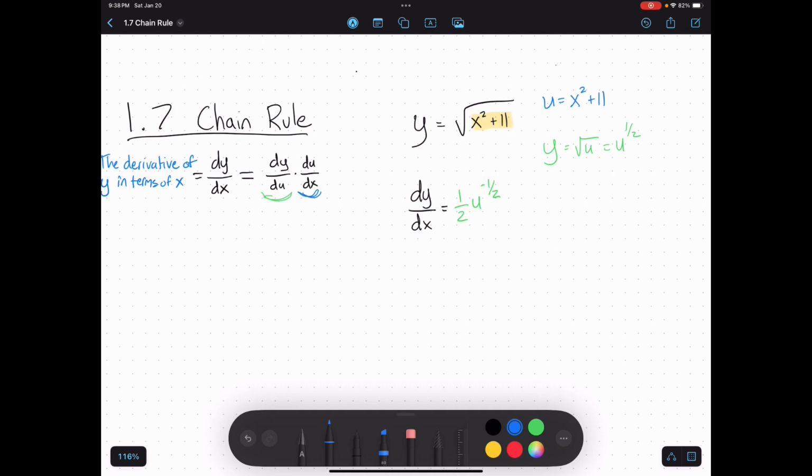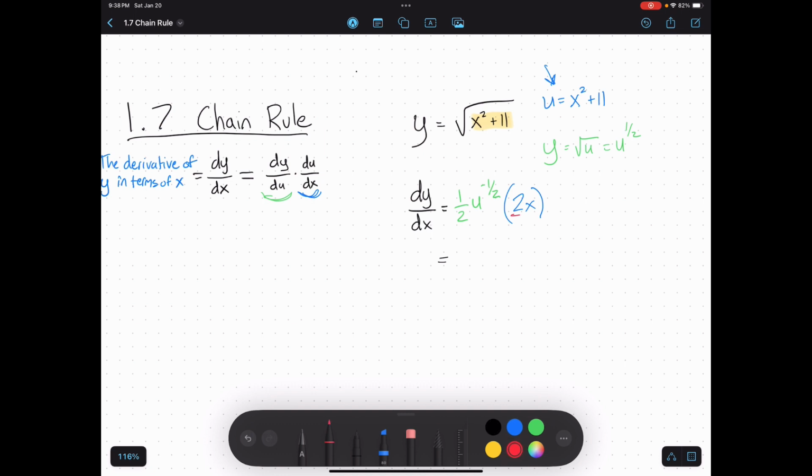Well, here's my u function in terms of x, so I'm just going to take the derivative of this function, and I get 2x. Right? Derivative of x squared is 2x, and then derivative of 11 is just 0. Perfect. So I can simplify this a little bit, and I get the 2 over here.